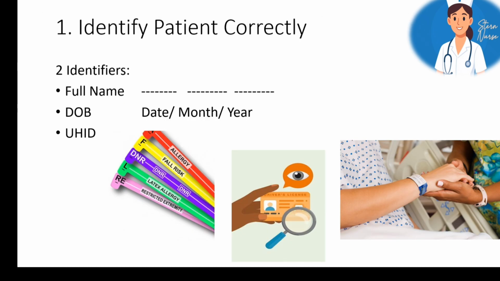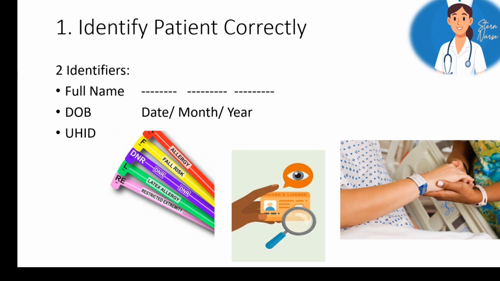So the first one is identify patient correctly. You should always use 2 identifiers. The main 3 identifiers which we use are the patient's full name, date of birth and UHID number. The full name should always consist of the first name, the middle name and the family name or surname. Date of birth should always have the date, the month and the year in which the person was born. UHID is a unique hospital number which is given by the hospital to each person. It's like a seat number or roll number, and they never mix it together.